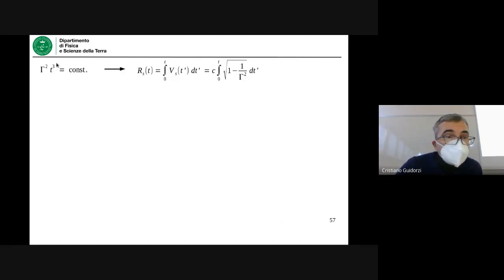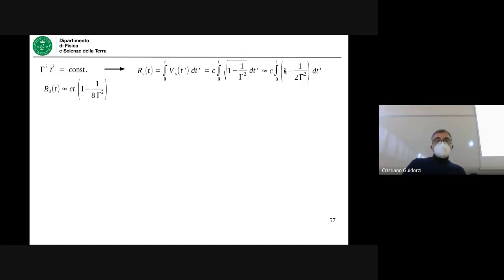So let's try to exploit this temporal behavior of gamma. In particular, given that gamma is much larger than one, you can Taylor expand the square root, and you see that this is 1 minus 1 over 2 gamma squared, something that we used so many times. So Taylor expansion. Now, gamma squared is constant over t cubed. Here, gamma squared is the denominator. So this guy here scales as t cubed, you see?